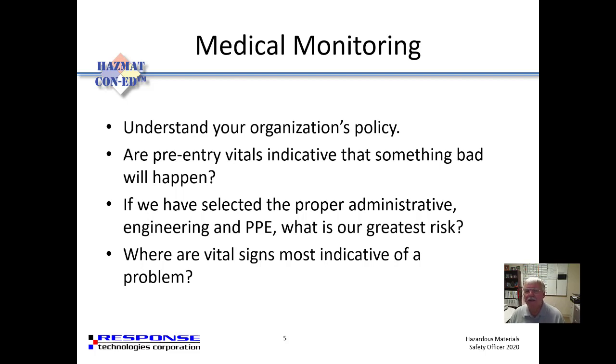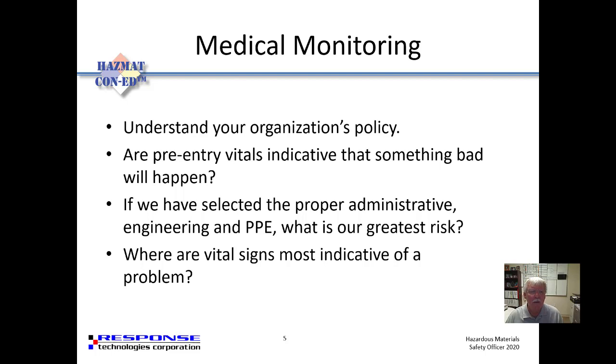What happened in the early days of hazmat, though, was that many organizations did not have the funds allocated to do those baselines and annual medical examinations. So a de facto standard of care started to develop where organizations said, well, we'll get a set of pre-entry vitals and we'll call that the baseline. And then we will get exit vitals and we'll call that the termination. And it really became a de facto standard of care.